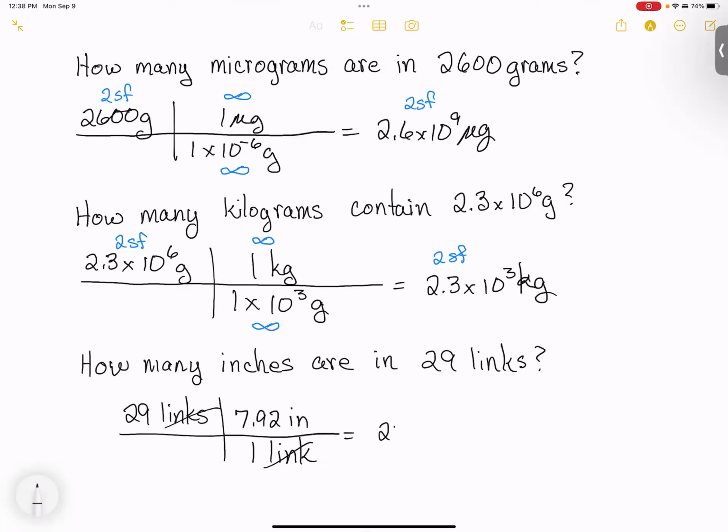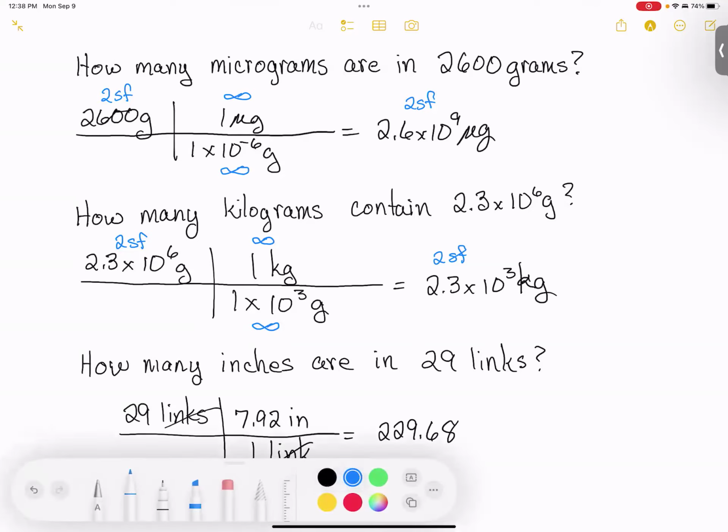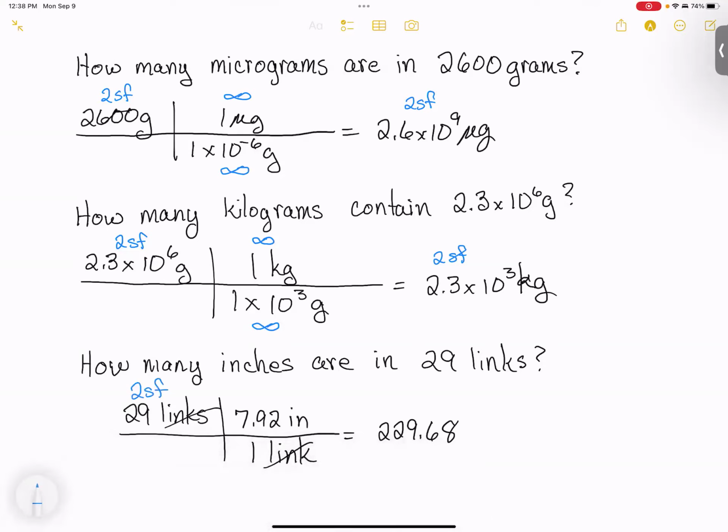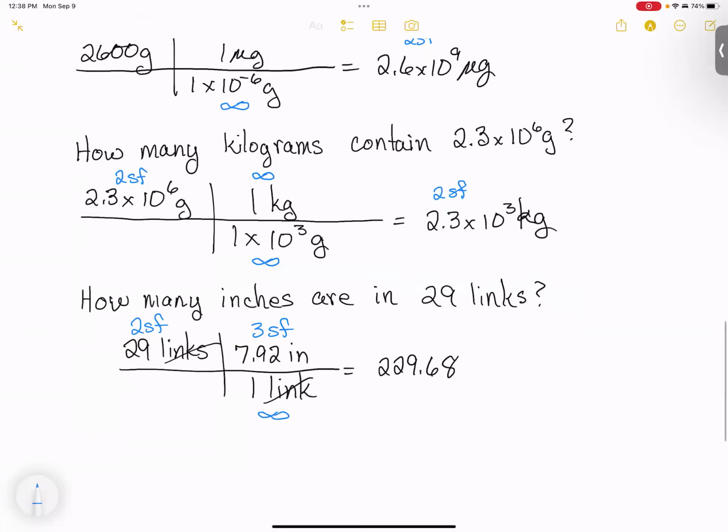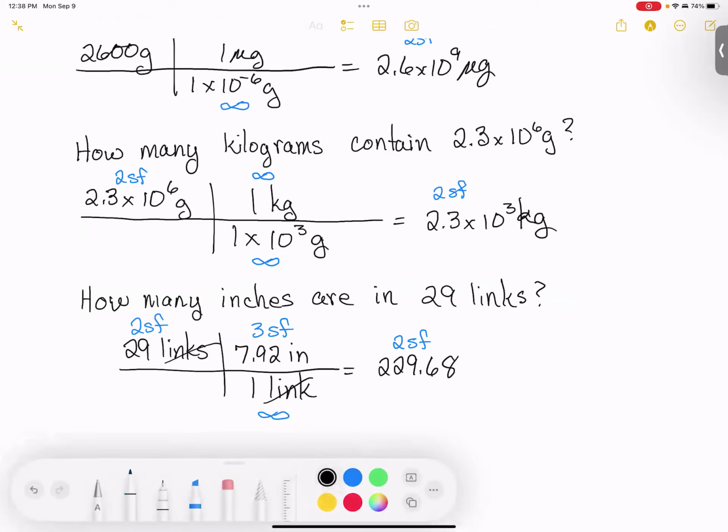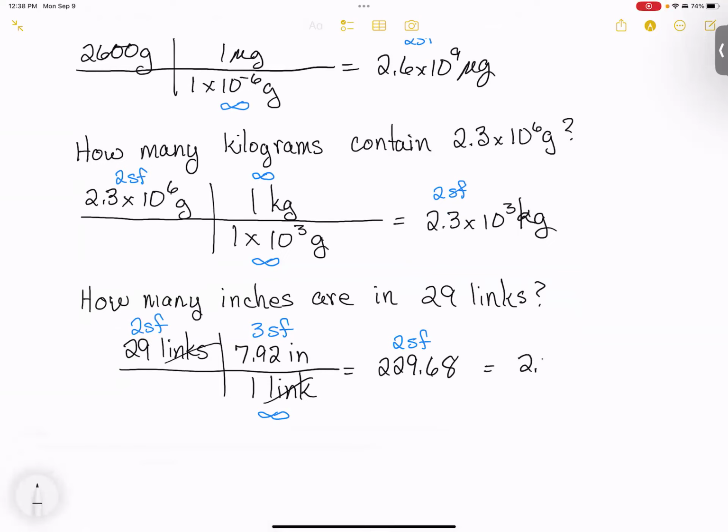When you key this in, you get 229.68. Looking at significant digits, 29 has 2 significant digits. 7.92 has 3 significant digits, and the 1, like I've mentioned, if it's equal to 1 in the English, just assume unlimited. So 2 is the fewest, so your answer can only have 2 significant digits. You would have recorded this one as 2.3 times 10 to the 2, or 230, and that would have been in inches.